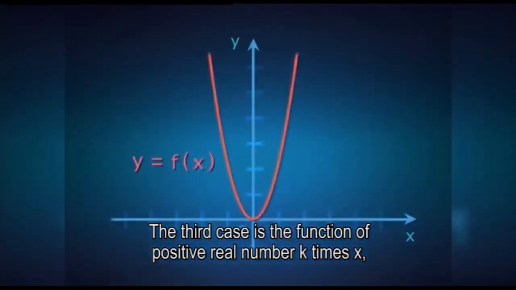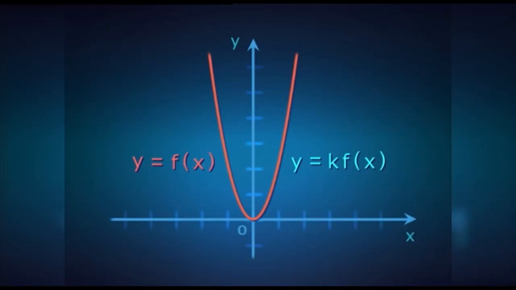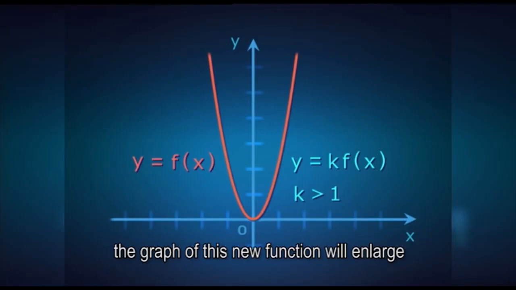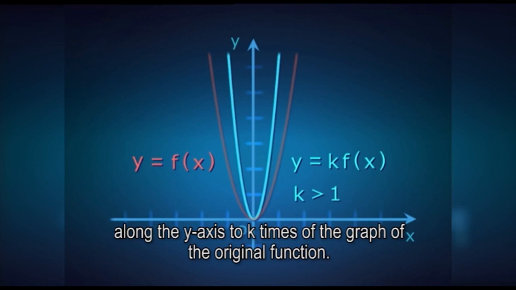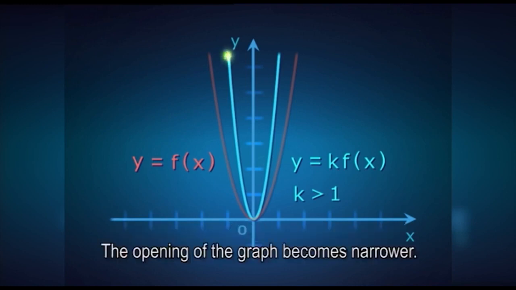The third case is the function multiplied by a positive real number k, while k is greater than 1. That is, the dependent variable times k. The graph of this new function will enlarge along the y-axis to k times of the graph of the original function. The opening of the graph becomes narrower.